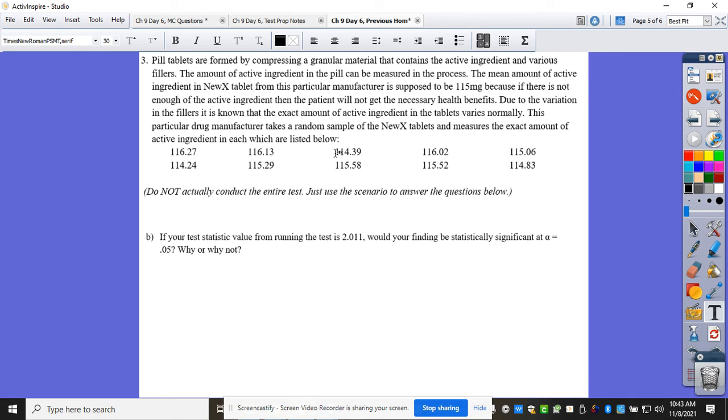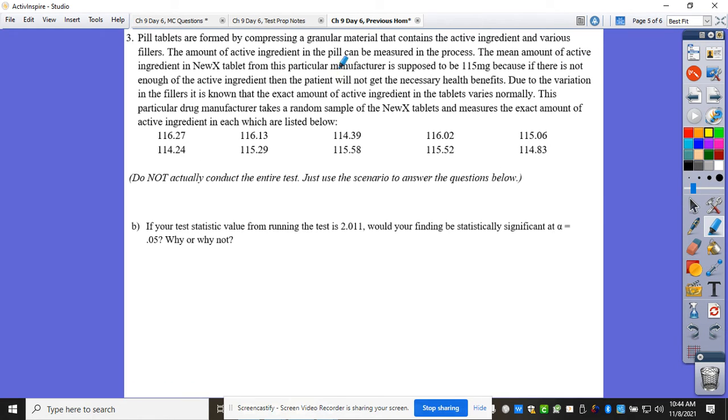Pill tablets are formed by compressing a granular material that contains the active ingredient and various fillers. The amount of active ingredient in the pill can be measured in the process. The mean amount of active ingredient in the Nu-X tablet from this particular manufacturer is supposed to be 115. So that's probably going to be my what? My mu and my null. Because if there is not enough of the active ingredient, then the patient will not get all the necessary health benefits.